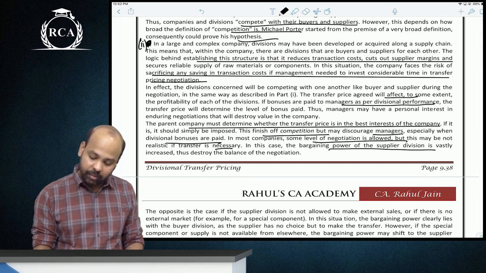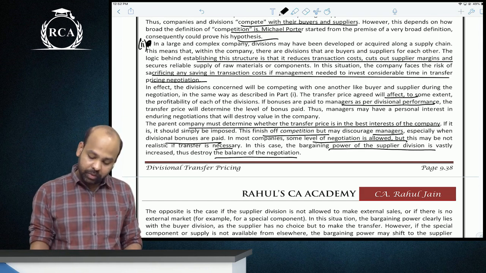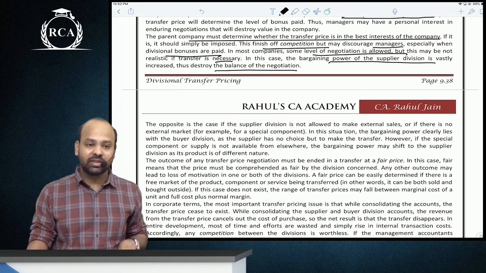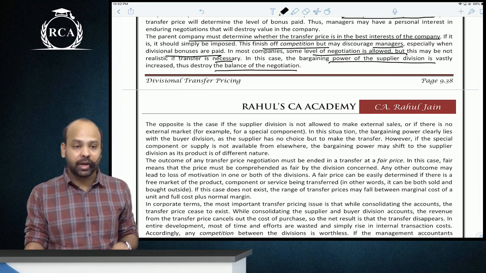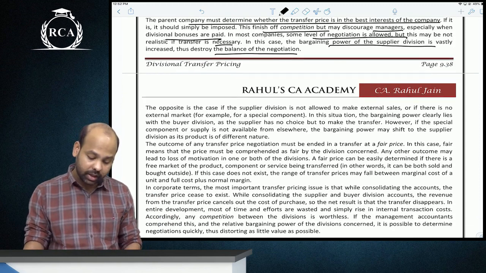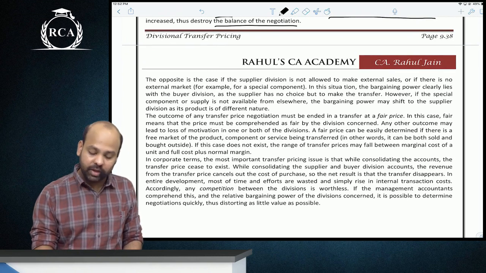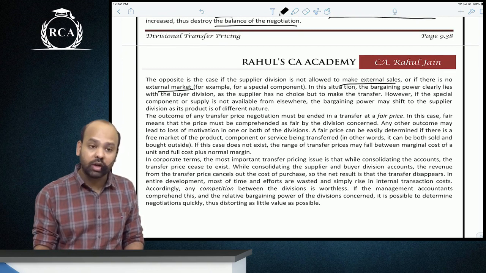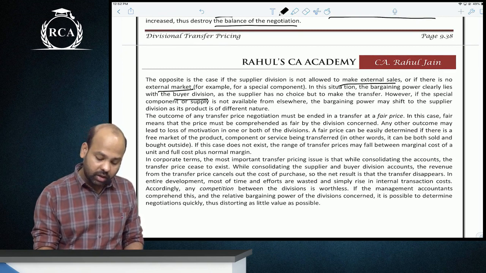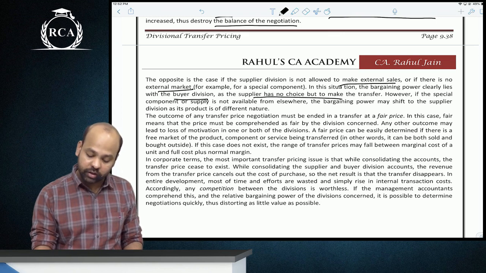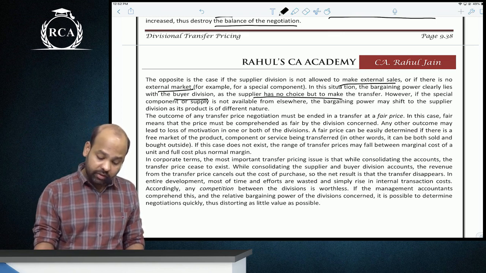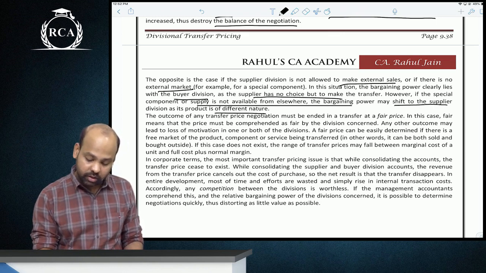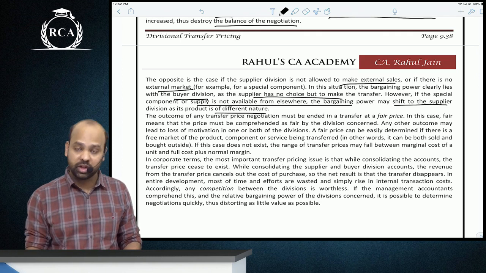In this case the bargaining power of the supplier division is vastly increased, thus destroying the balance of the negotiation. If the transfer is necessary, you know that the other division is dependent on us, so the supplier division may have a higher bargaining power. The opposite is the case if the supplier division is not able to make external sales, or if there is no external market at all. In this case the bargaining power clearly lies with the buyer division, as the supplier has no choice but to make the transfer. However, if the special component or supply is not available from elsewhere, the bargaining power again may shift to the supplier division as its product is of differential nature.